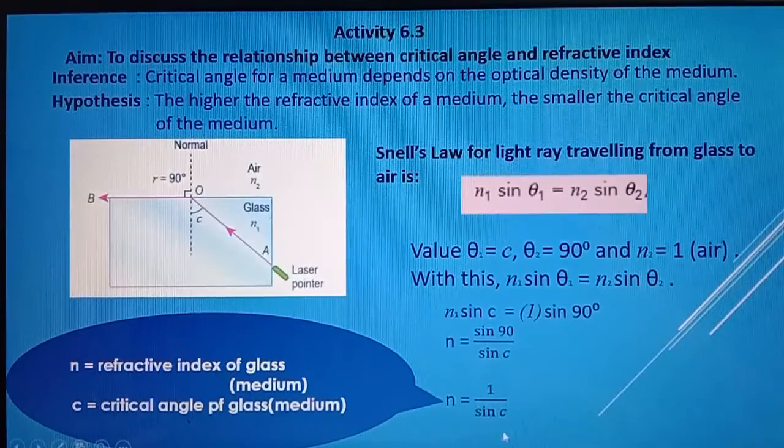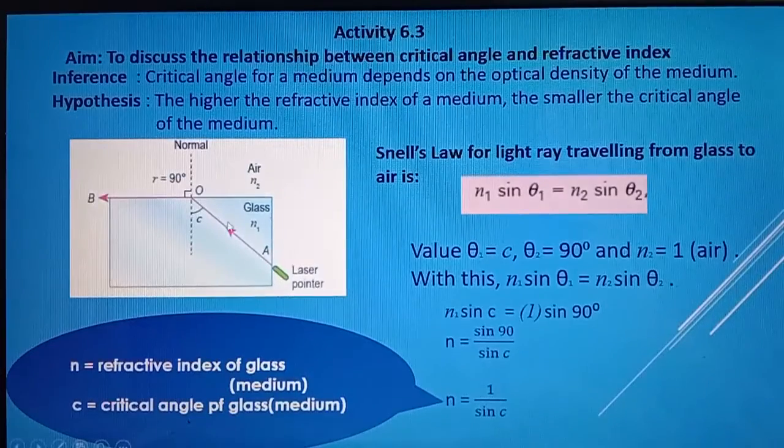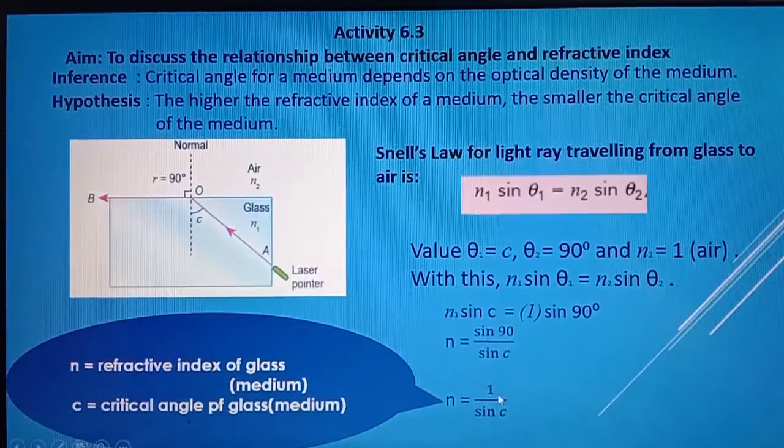So generally, this formula can be used to determine the critical angle of the medium based on the refractive index given. We can define n as the refractive index of the medium, in this case glass. C is the critical angle of the medium, in this case glass. Okay, so we have this formula, n equals 1 over sine c. That's the new formula that we can use to relate the refractive index and critical angle.